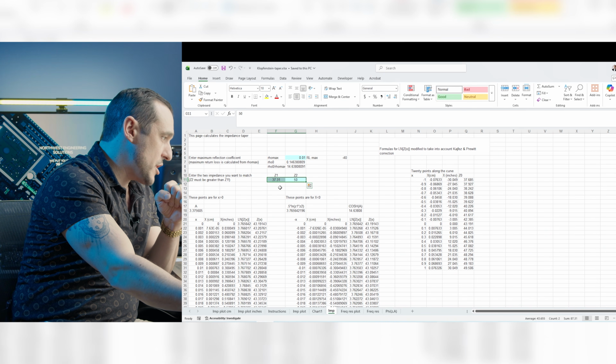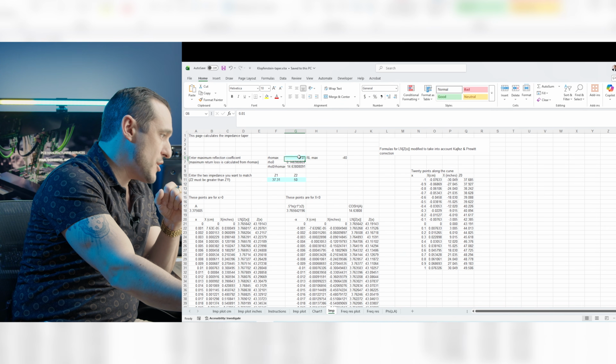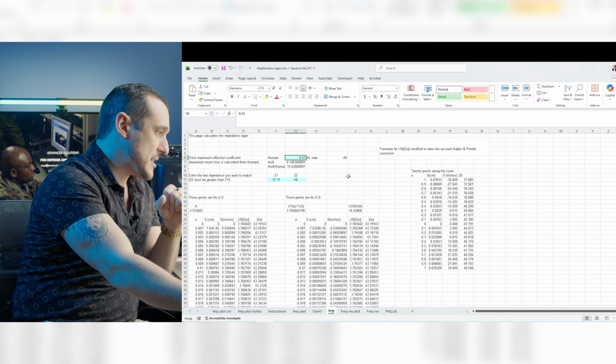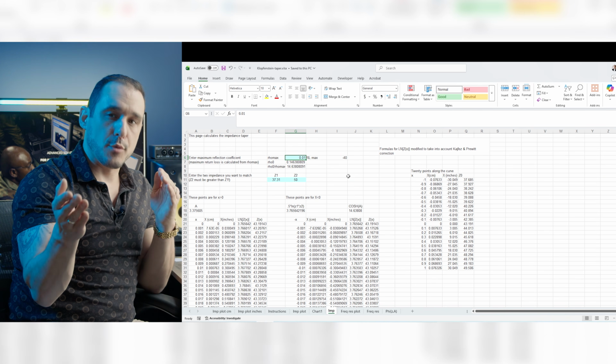Essentially what you do is you put in your two impedance values and you put in your maximum reflection coefficient that you can accept, and it will calculate a taper profile for you. Now practically in PCB design software, the easiest taper to implement is a linear taper, but you can use a drawing application like AutoCAD to implement a curved taper such as the Klopfenstein taper or an exponential taper.